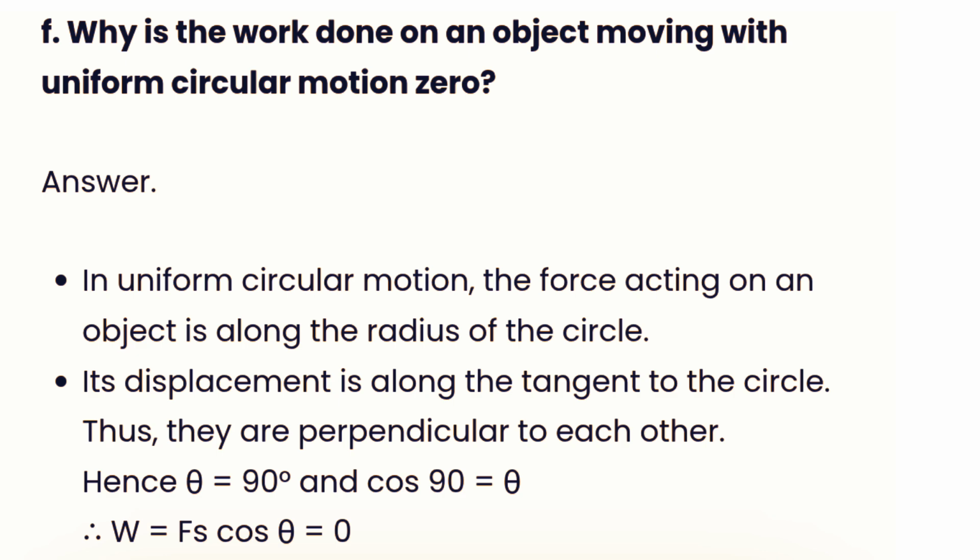F. Why is the work done on an object moving with uniform circular motion 0? Answer. In uniform circular motion, the force acting on an object is along the radius of the circle. Its displacement is along the tangent to the circle. Thus, they are perpendicular to each other. Hence, θ = 90° and cos 90° = 0. Therefore, W = Fs cos θ = 0.